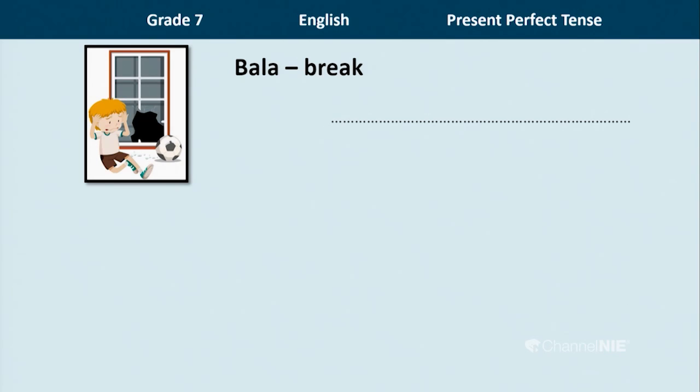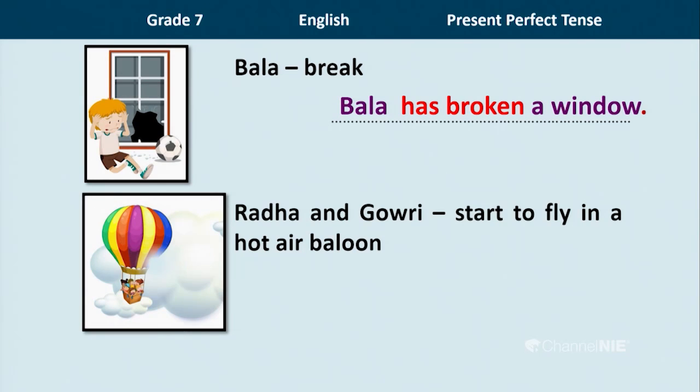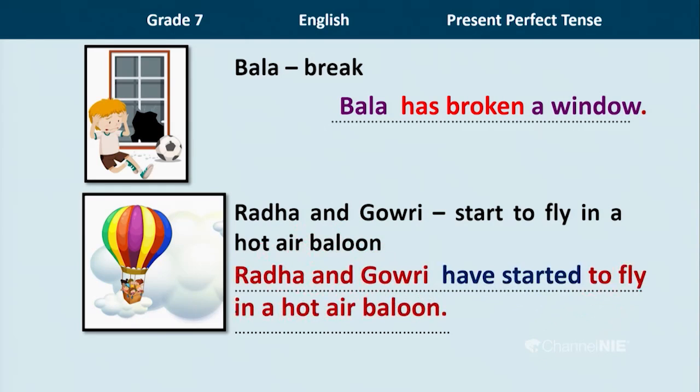Bala has broken a window. Yes, Bala has broken a window. Radha and Gauri have started to fly in a hot air balloon. Even in this sentence, we have a plural subject. So children, we have used have plus the past participle of the verb in forming the verb.